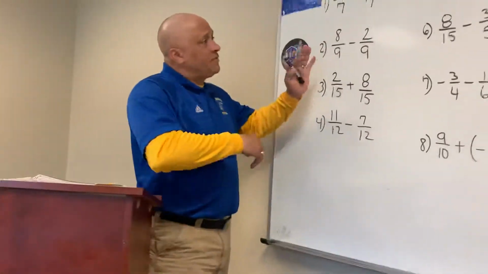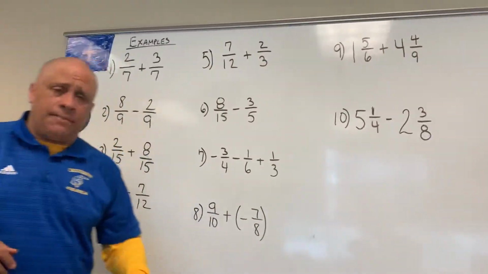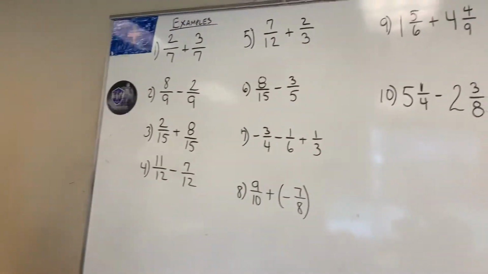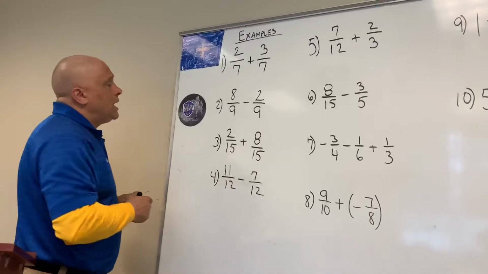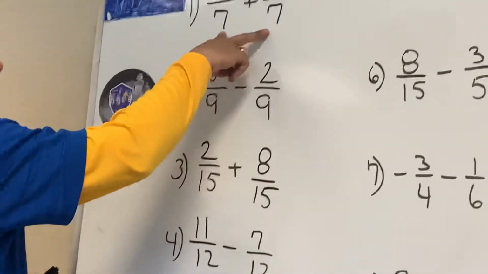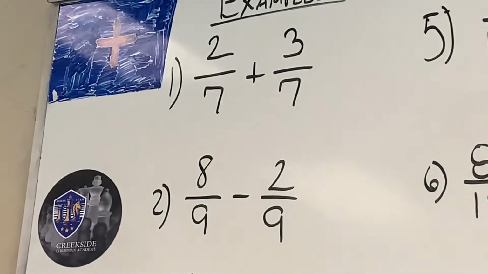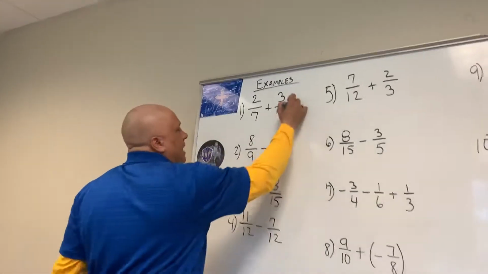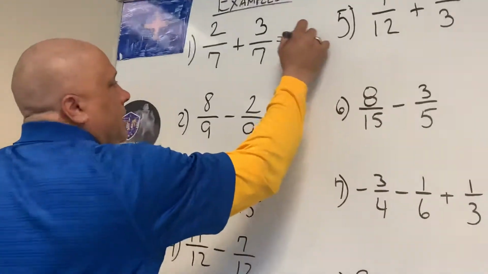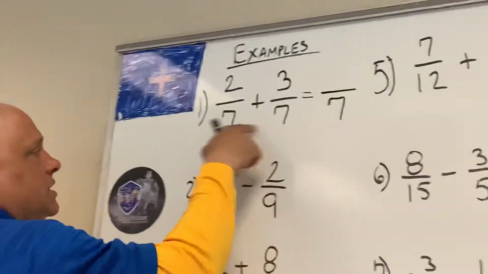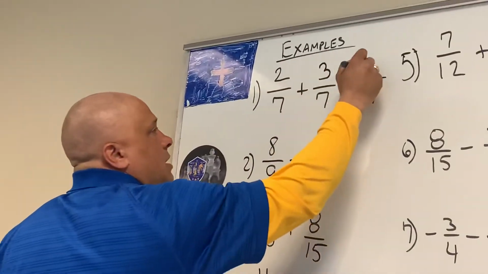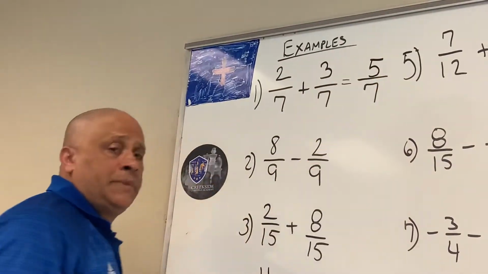On the board, I have several different examples of what we're going to take a look at, and we're going to go through each one so you can get a better idea of what to do. Let's take a look at example 1. As you notice, we're adding fractions with like denominators. We keep the denominator because we do not add those together, and then we just add the numerators. 2 plus 3 is 5, so our answer is 5 over 7.